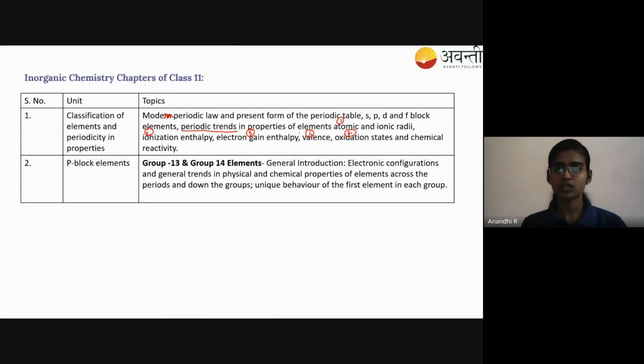The remaining 2 are chemical properties. Those trends will be discussed. So one of the very basic and important topics in inorganic chemistry. And the second inorganic chemistry lesson is P block elements.